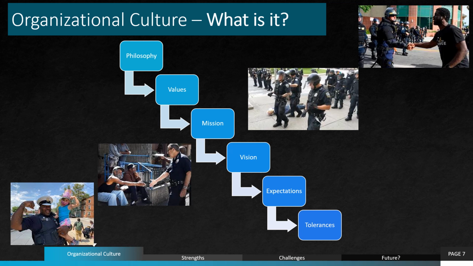So we'll go into each one of these, the strengths and challenges within the organizational culture more, so that we can get a better idea of what we're talking about.